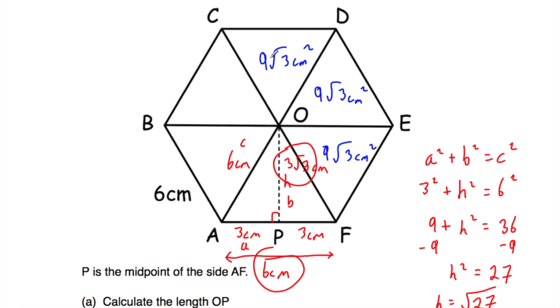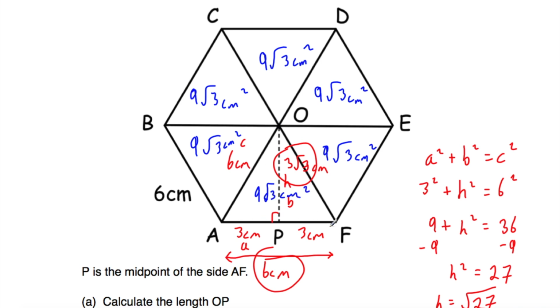Or if you had it as a decimal number, you could write 15.588, and so on. Obviously use as many decimal places as you can because that makes your answer more accurate. This one is 9 root 3 centimeters squared, and in this triangle here, 9 root 3 centimeters squared, and that's the whole triangle.